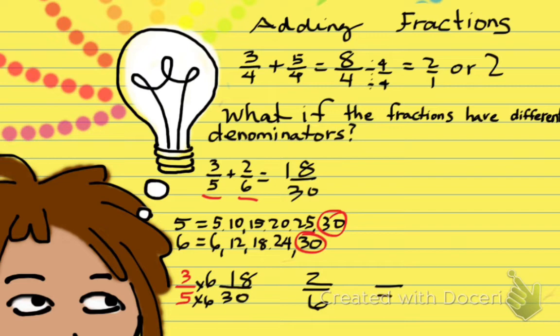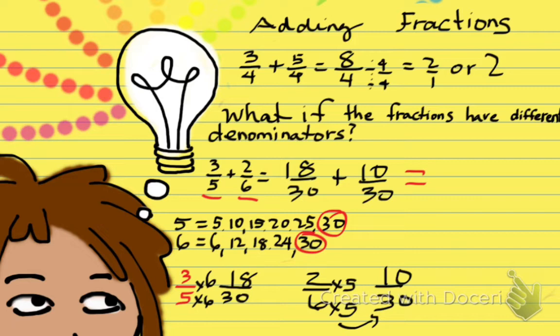Now let's find 2/6. The common multiple is 30. What do I do to 6 to get 30? I multiply it by 5. 6 times 5, we get 30. The same with our numerator, we multiply it by 5. So 2 times 5 equals 10. Now we have 2/6 equals 10/30.